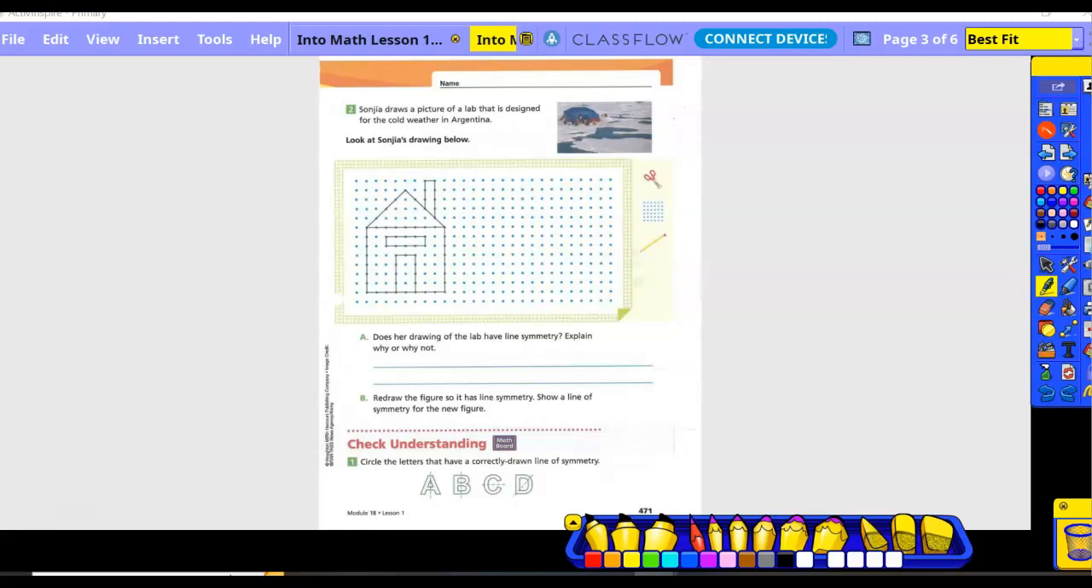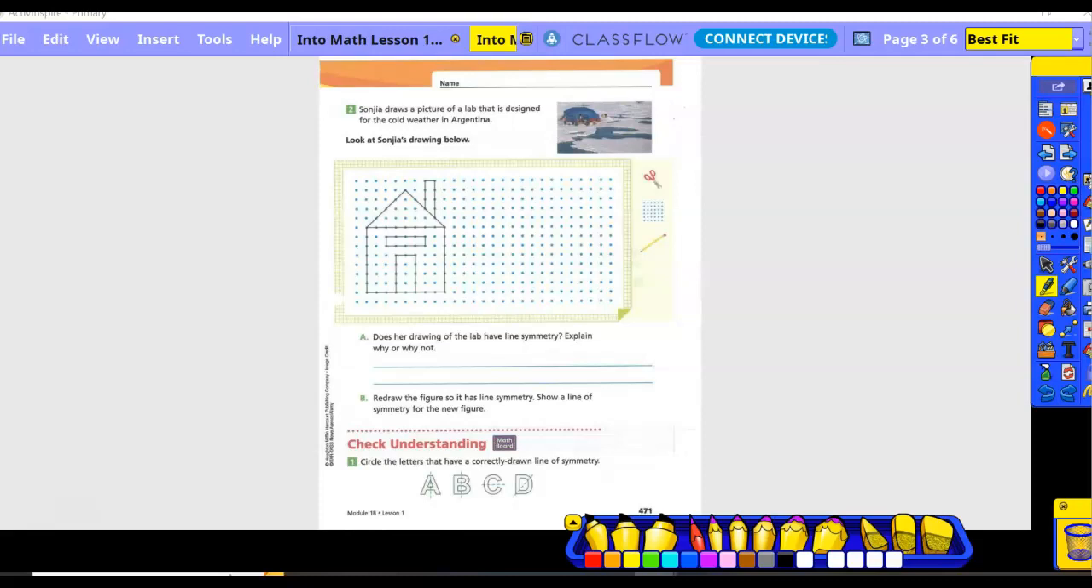If I went vertically, top to bottom, and folded it in half, would it have lines of symmetry? No, it would not. It would if you got rid of what? The chimney. With that chimney on there, I don't have a chimney on this side, right? Okay, so is her picture a line of symmetry? No. Now they want us to redraw it so it would have a line of symmetry. So what did we say we would have to get rid of? Get rid of the chimney.